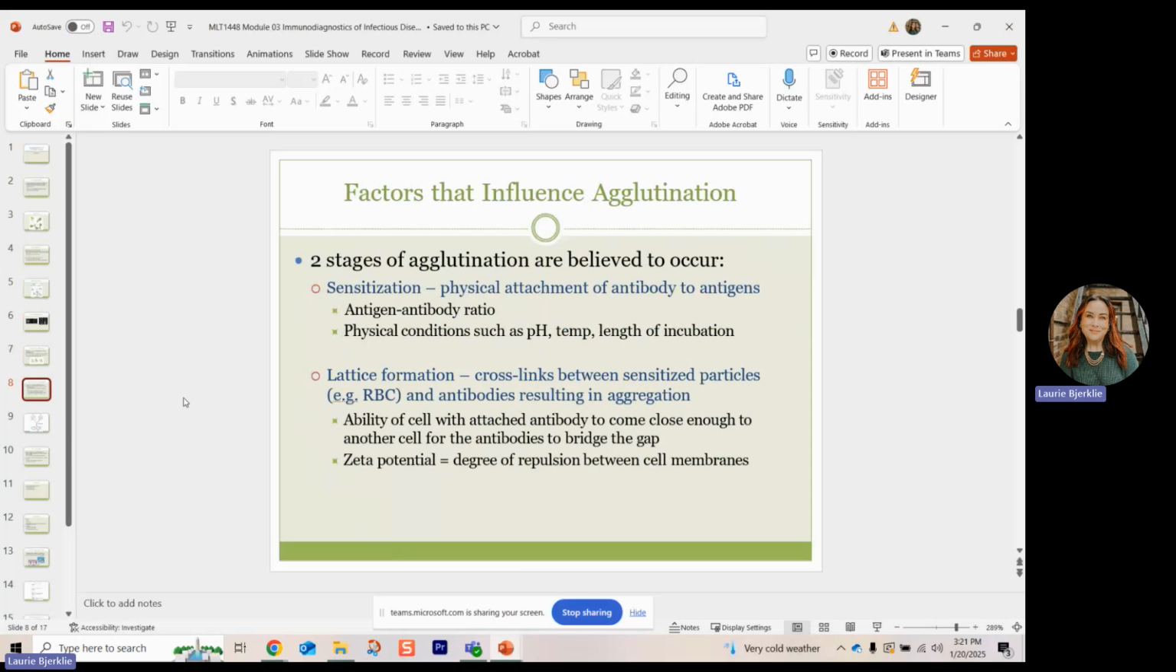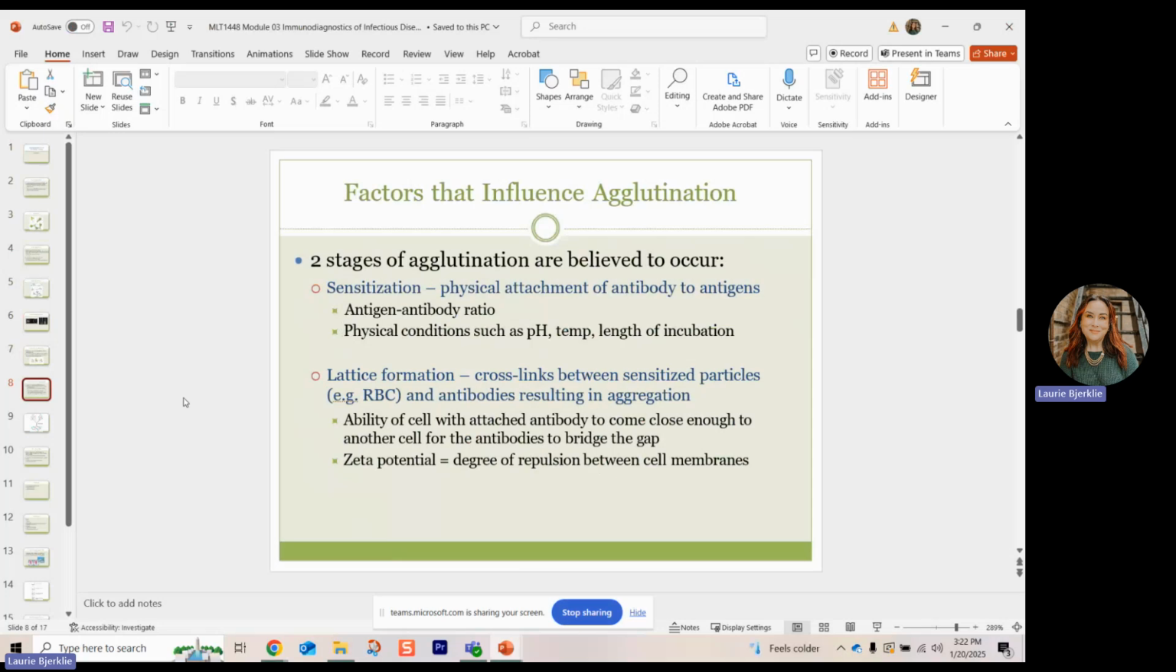So, different things will influence our agglutination. Basically, it's two stages. It's the sensitization. All that means is when an antigen and an antibody come together, the attachment of the antigen to the antibody, that's sensitization. It'll depend on the pH, the temperature, and incubation. There are different factors that come into play with that sensitization step. But overall, that step is just the actual coming together of the antigen and antibody.